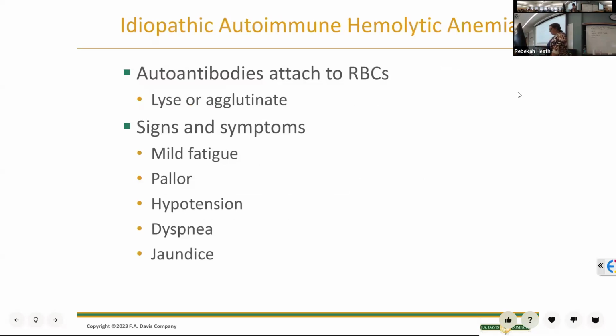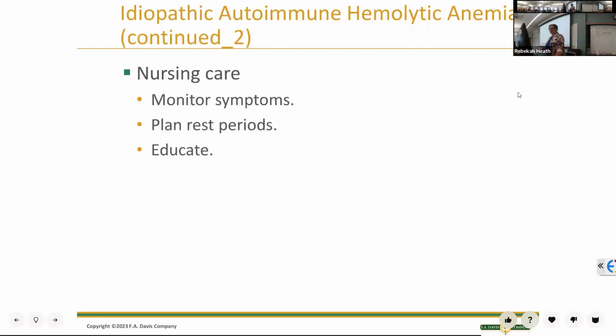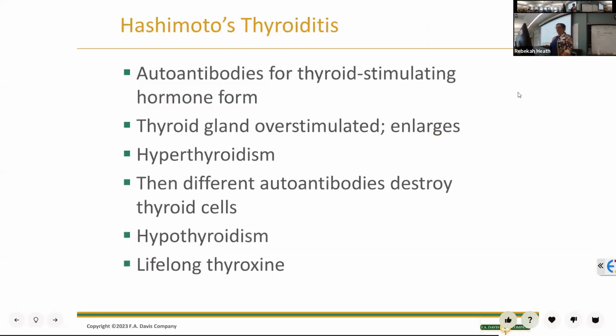Idiopathic autoimmune hemolytic anemia, very big words. But essentially you have these autoantibodies that attach to your red blood cells and then lyse them, or kind of destroy them. You're not destroying all of your red blood cells, but enough of them that you do have anemia. You get fatigue and all of those signs of anemia, or you're pale, a little bit weak. Sometimes they might even have jaundice because their liver is working overtime to clear out those destroyed red blood cells. Monitor for the symptoms, plan rest periods, and also educate them.